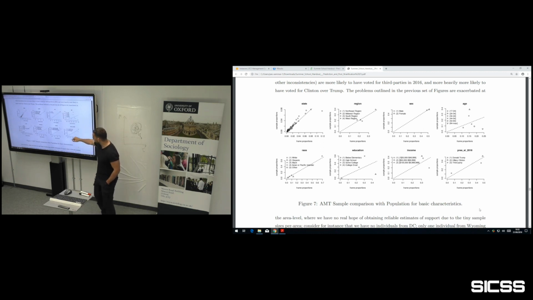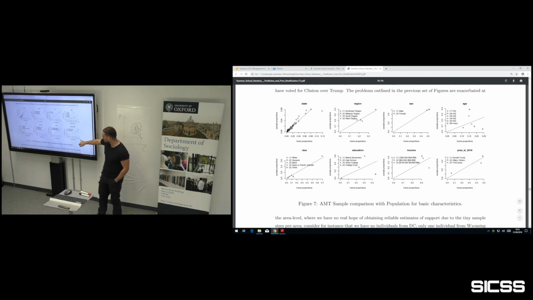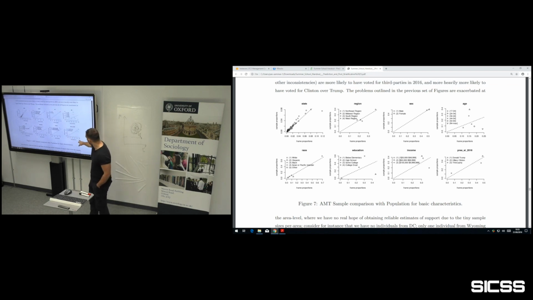Sorry, I may have swapped the labels here. Hold on. Yeah, they're not the same scale, right? No, but that doesn't matter so much. Well, in any case, they're different. That's what matters. The age is different. Presidential election is different. Yeah, I think, sorry guys, I think I swapped the labels.